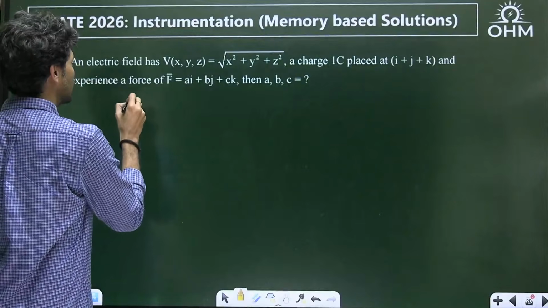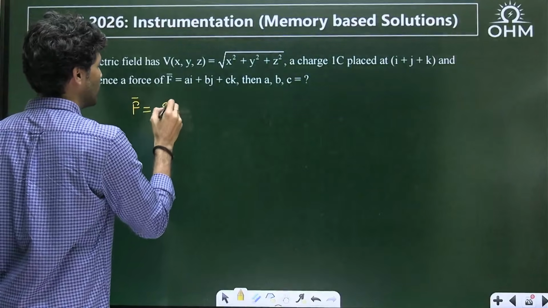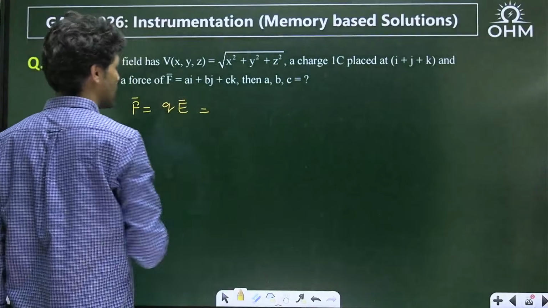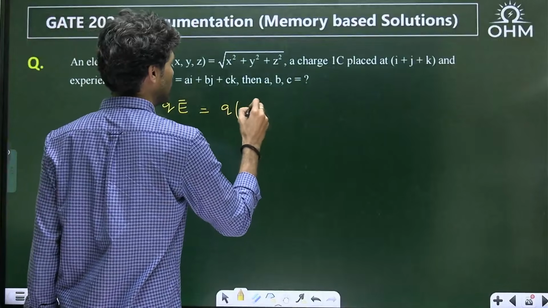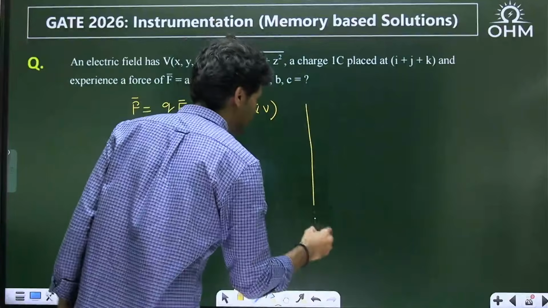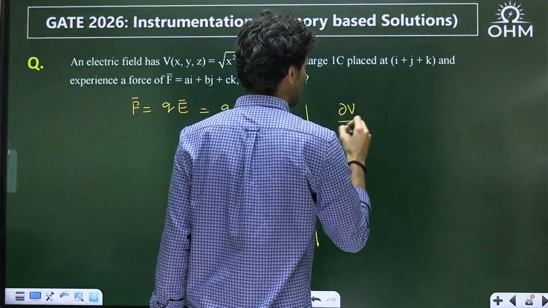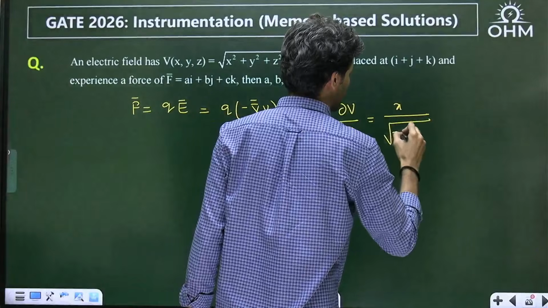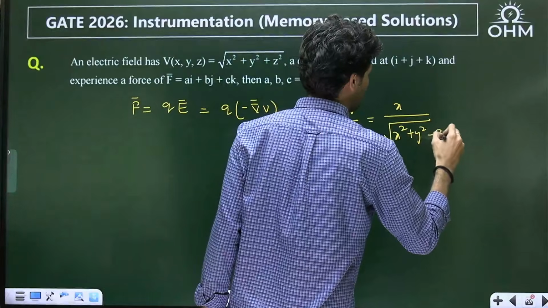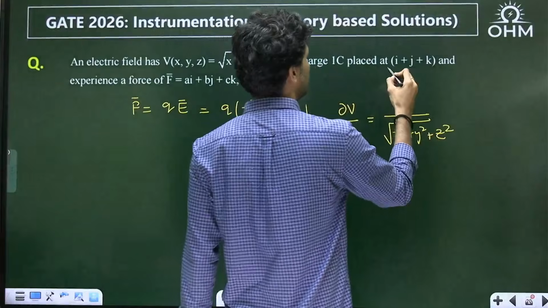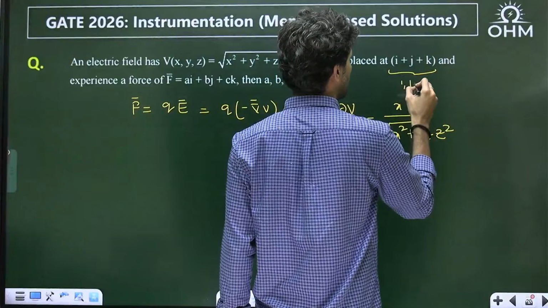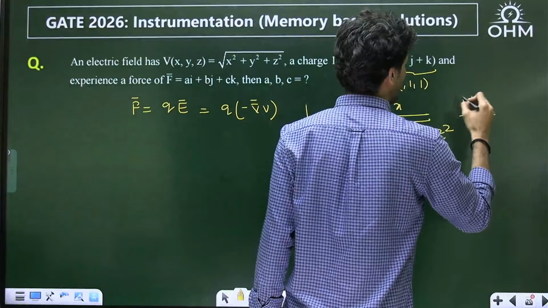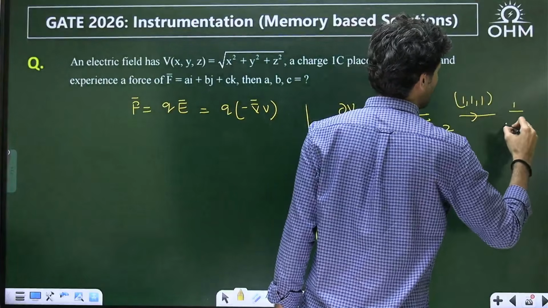So we are supposed to calculate force. Force is given by Q times electric field expression E, and this becomes equal to Q into negative of gradient of V. And for the given function, if you take dou V by dou x, we have got it as x by square root of x square plus y square plus z square. And from the given point or position vector given to us, this is 1, 1, 1. And if you substitute the point here, this becomes equal to 1 by root 3.